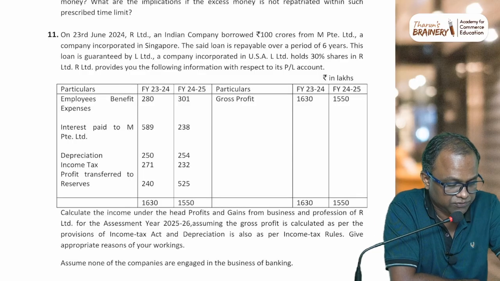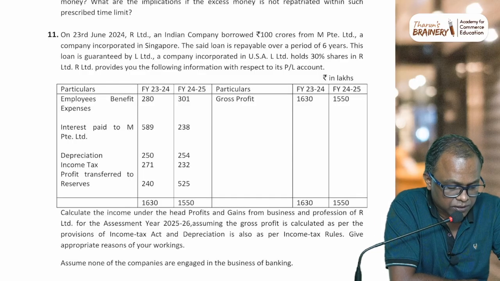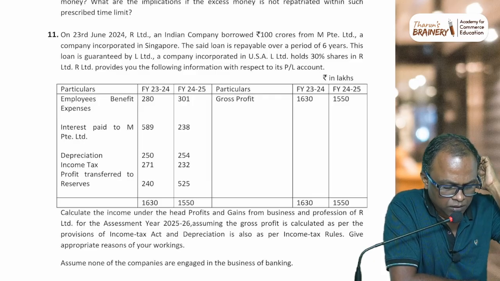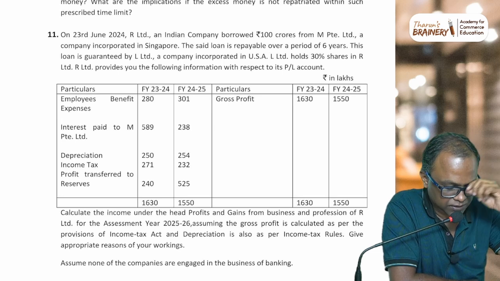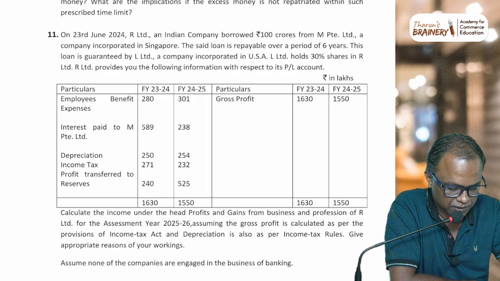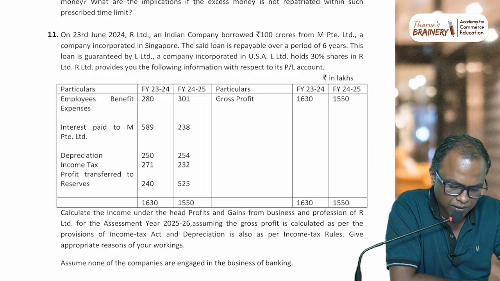Now, the position of the Indian company R Limited for 23-24 and 24-25, two years' details, is given. We need the current year data, that is 24-25. That is our current year. The data includes employee benefit expense, interest paid to MPT Limited 238, depreciation, income tax, profit transferred to reserve, and gross profit 1,630. Calculate the income under the head profits and gains from business and profession of R Limited for assessment year 2025-26, assuming gross profit is calculated as per the provisions of income tax, not the profit transferred to reserve.